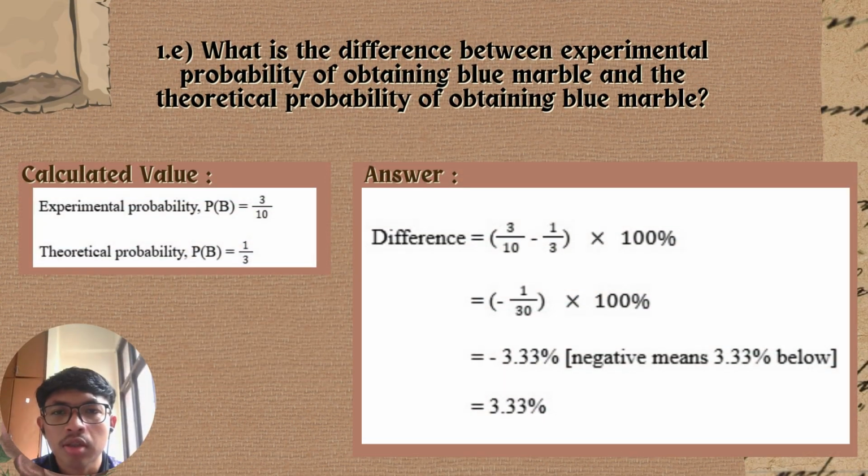For question E, what is the difference between the experimental probability of obtaining blue marbles and the theoretical probability of obtaining blue marbles? We will use the same formula as in question D. So, we substitute the previously calculated values in the formula, which is 3 divided by 10 minus 1 divided by 3, times 100. We will get negative 3.33%. The negative means 3.33% below.